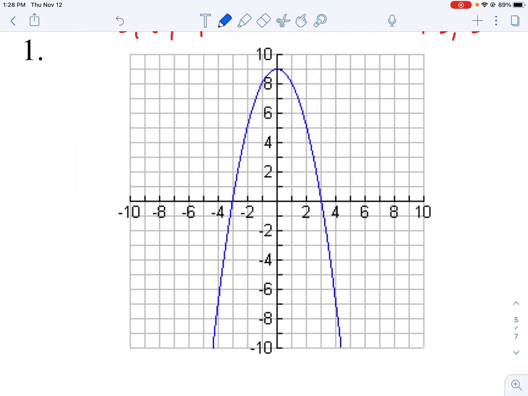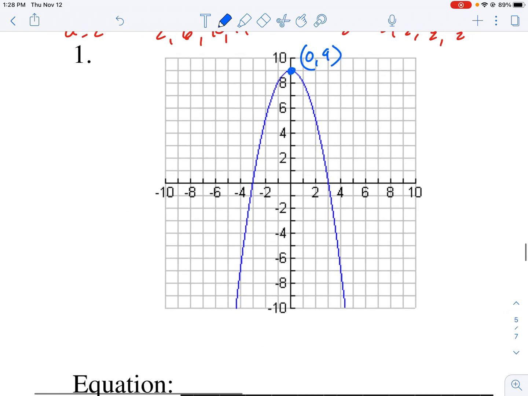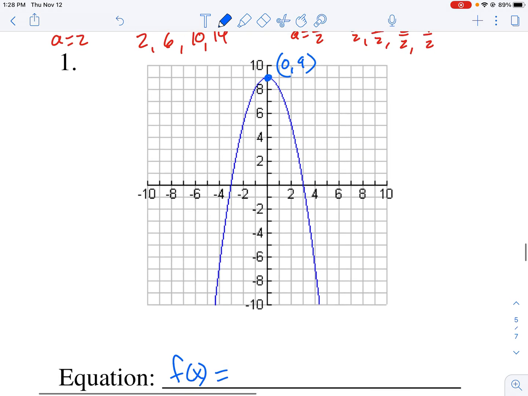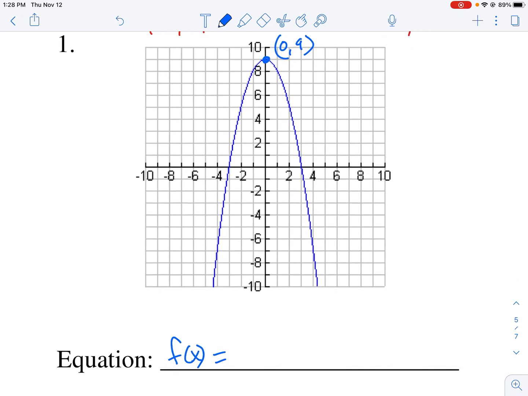So I'm going to switch to blue. So number one here, I see that this highest point is up here, and that point is at (0, 9). And so if I was trying to write my equation, f(x) equals, it didn't move horizontally any.